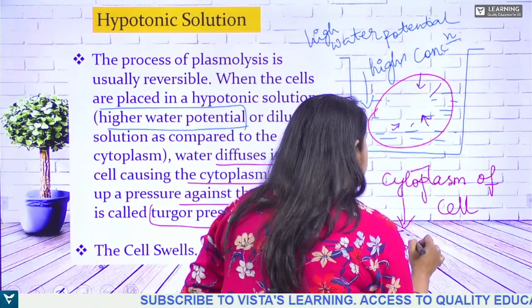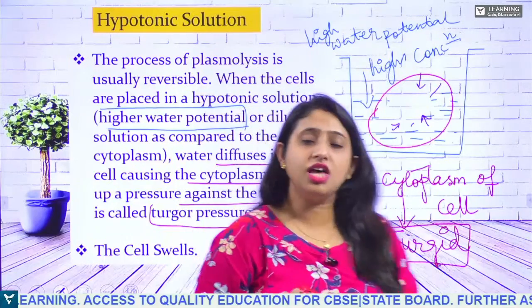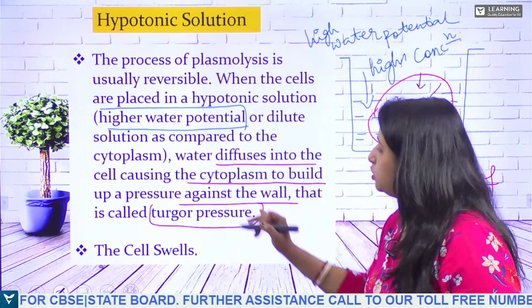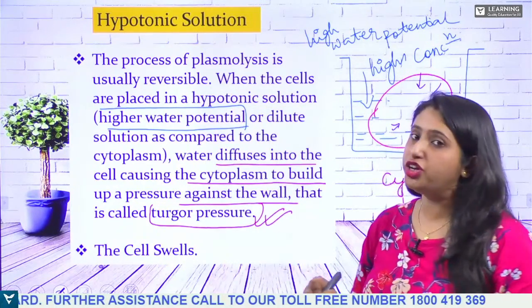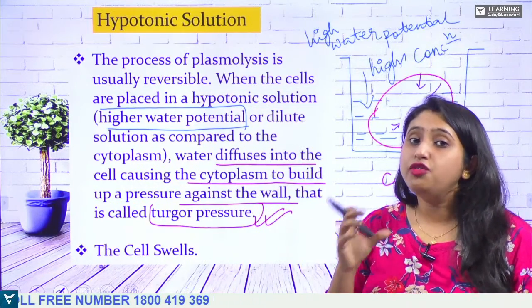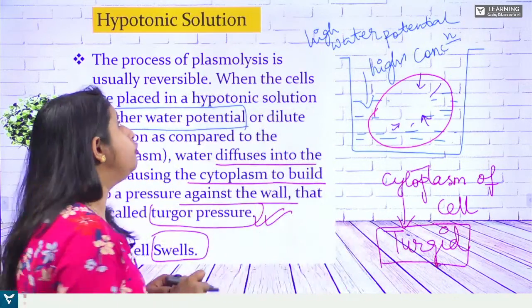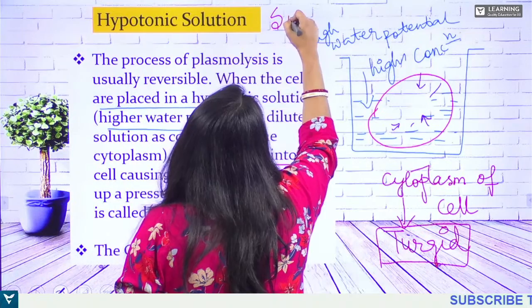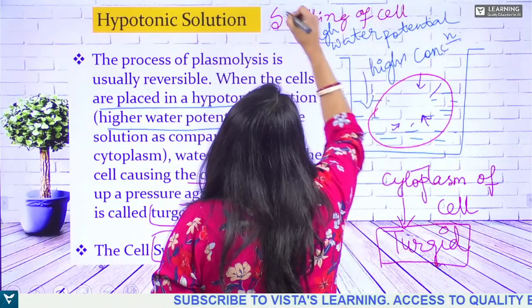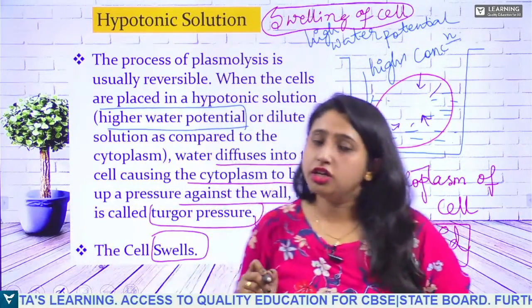The cell becomes turgid, because the pressure builds up in the cell, and that is known as what? That is known as turgor pressure, which makes the cell rigid. Now here the cell swells, as you can see in case of the hypotonic solution. Swelling of the cell takes place in case of hypotonic solution.